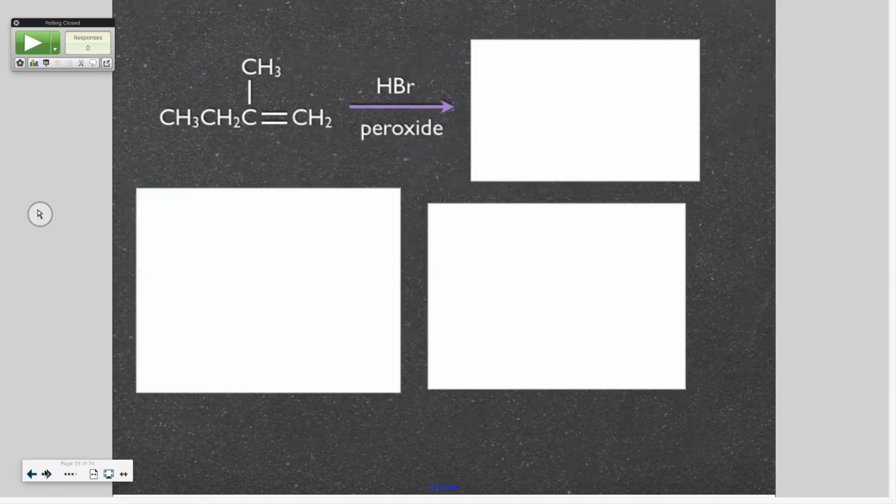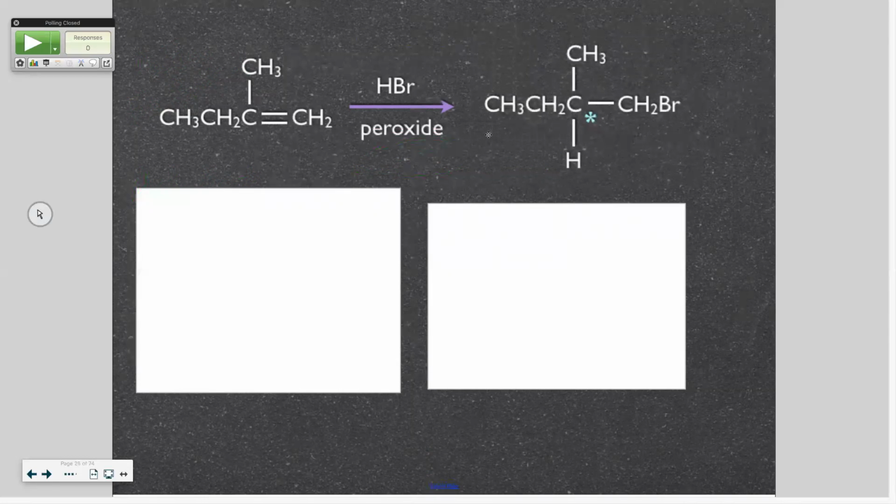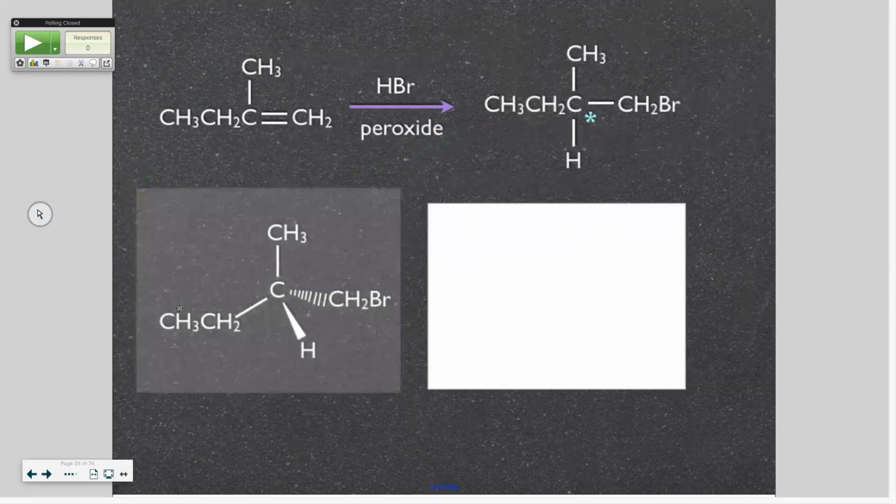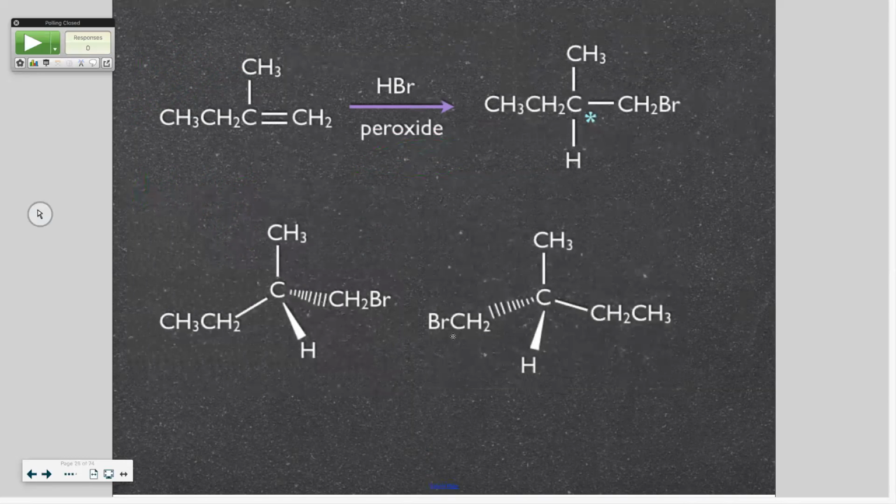All right. So what do we get? And this carbon is going to get the hydrogen. Oh, now you see I put a little asterisk there. You remember what that's for? Chiral center. Okay, so notice that we made a chiral center. So what do you think? Did we make R? Did we make S? Did we make them both? What's your guess? Both. We made them both. Okay, this one and this one.